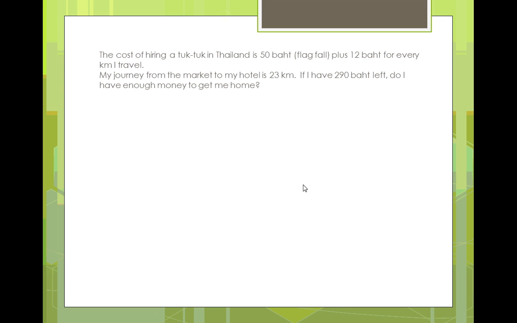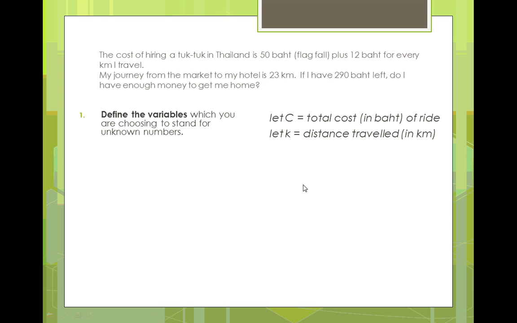So let's see what the process is. Firstly, I need to define the variables, decide which things are varying and what would be a suitable letter to stand for those. So I've decided to let C be the total cost of the ride, and that of course answer would be in baht. And I've decided to let K stand for the distance that I travel in kilometres.